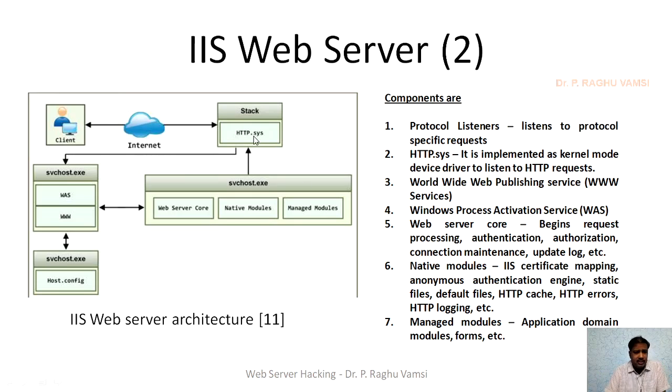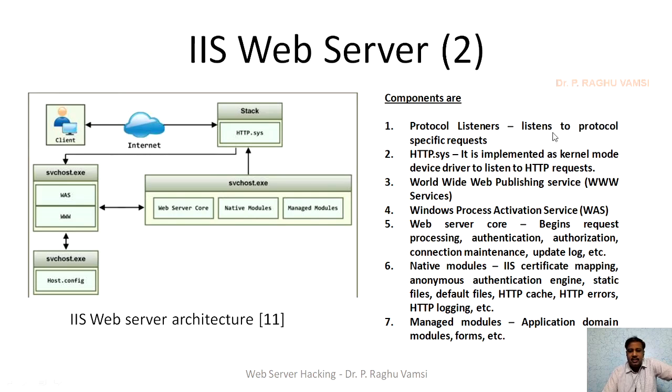So this HTTP.sys will be in touch with the WAS and WWW, and it will be in touch with the HTTP host.config file, in which the host configuration script will be written, and these two components will be linked with this svchost.exe. This svchost is the local host where this server is running. In this, again, three components are there. Let us see the components one by one.